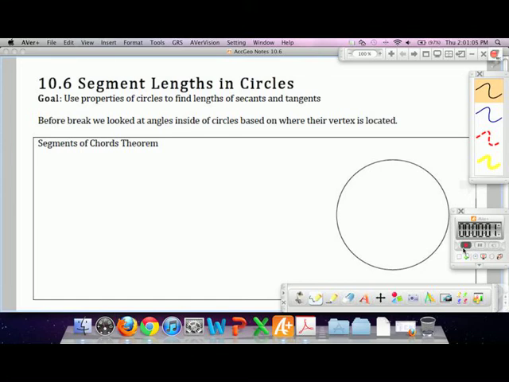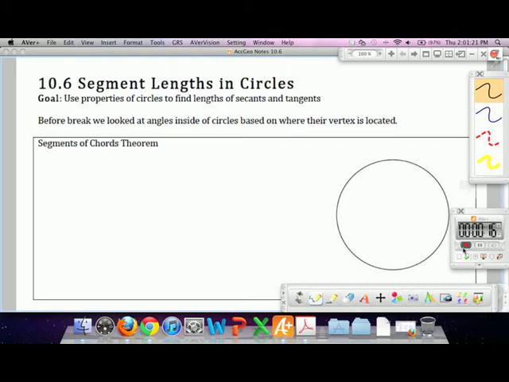Circle is back. Our first is going to be what happens if, kind of like we saw yesterday, we create two angles and the vertex is on the interior of a circle. And rather than analyze the angle measure, we're going to look at actual segment lengths inside of here.